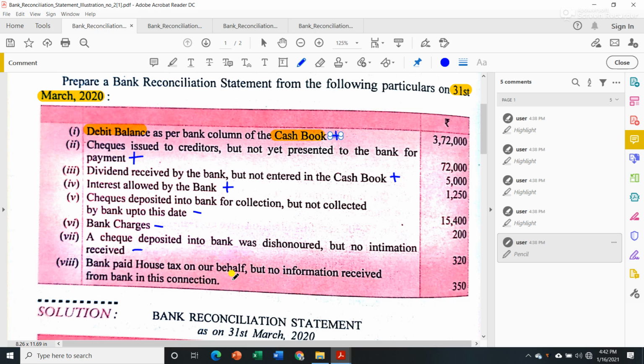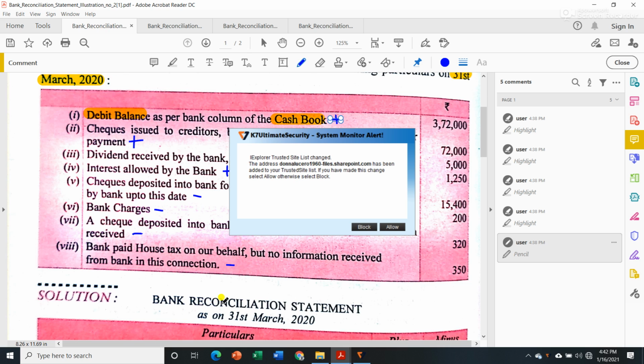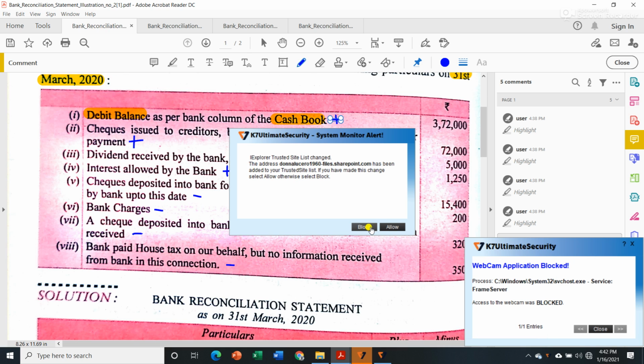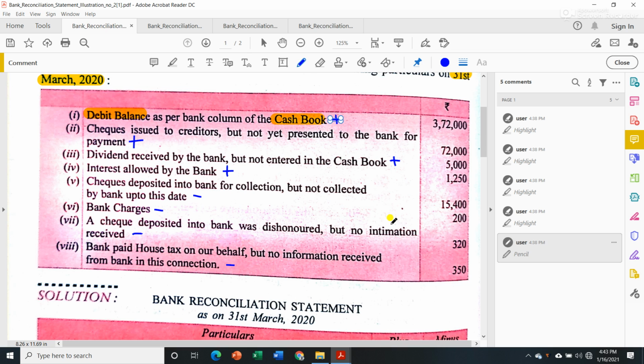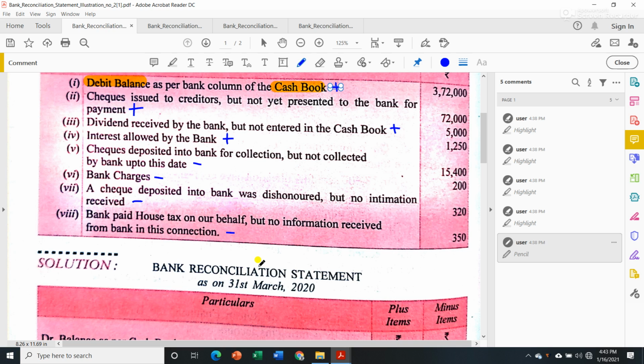That means our cash book will show 350 more than our passbook. So in order to equate this balance between the two books, we can deduct this 350 from our cash book to make sure that both passbook and cash book have equal balance. Now let us see whether our assumptions were correct or not.